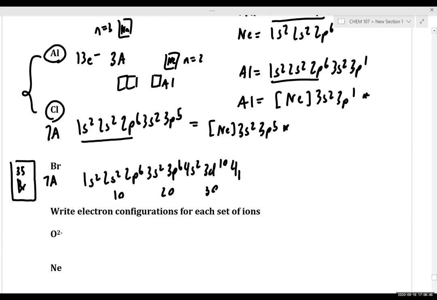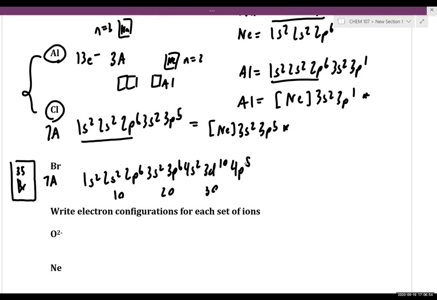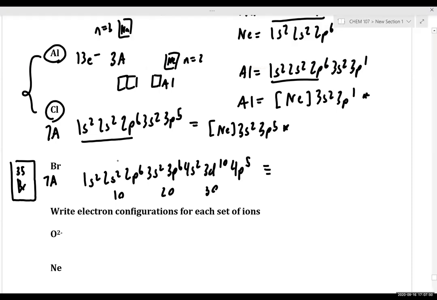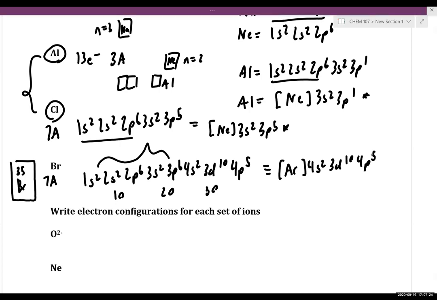So how many electrons go into our 4p orbital? 5. Yep, exactly right. Now, if you wanted to write this as an abbreviated configuration, we can summarize these initial core electrons using the configuration of the preceding noble gas. So this could also be written as argon 4s2 3d10 4p5.